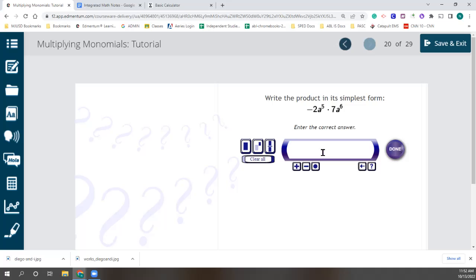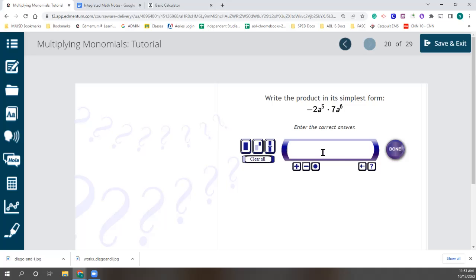Negative 2 times 7 is negative 14. If I subtract $2 every day of the week, I will have subtracted $14. Best I can explain it.